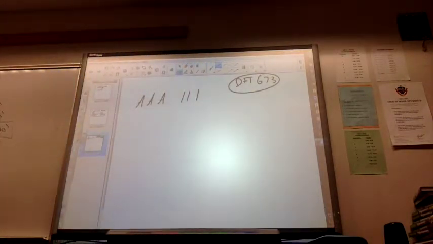Okay. So I want to talk about 2 different things that stem from this problem. This is going to probably ruin you for the rest of your life on statistics. Do you know the probability of getting AAA111 is the exact same as the probability of getting DFT673? Think about that. So your license plate on your car that you've driven or your parents drive, unless it's a vanity plate, I don't know what your plate's going to be.